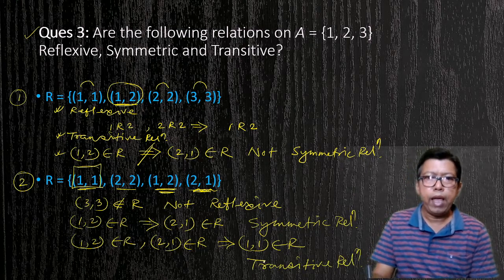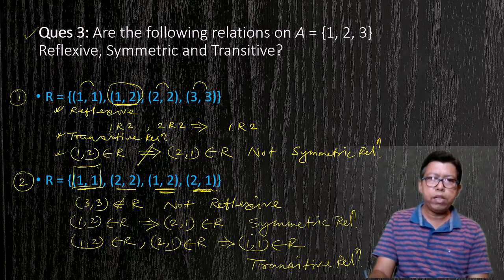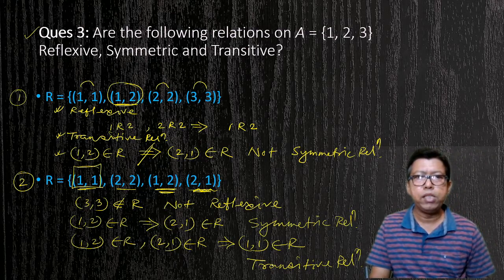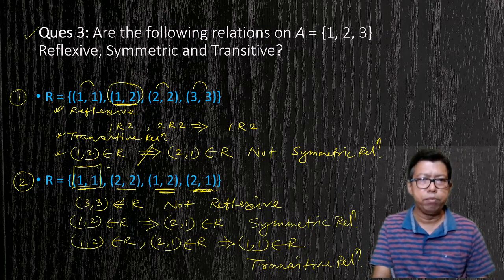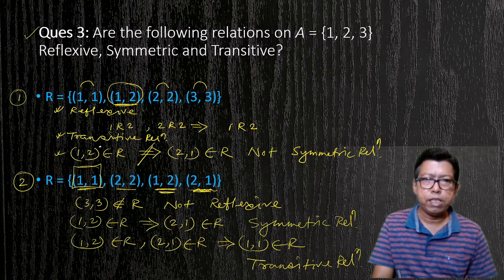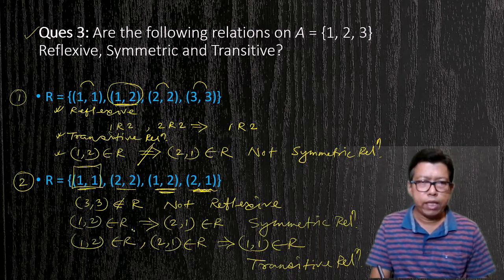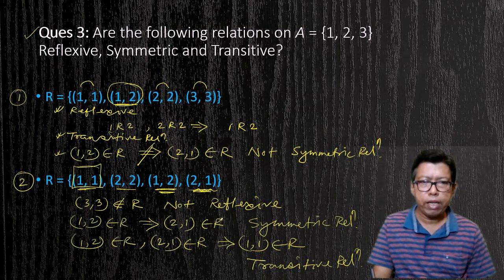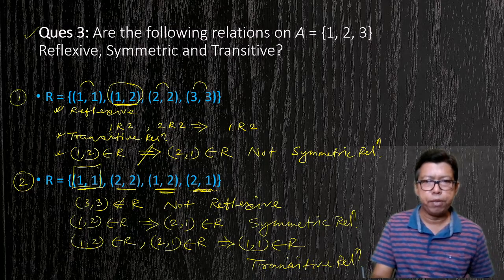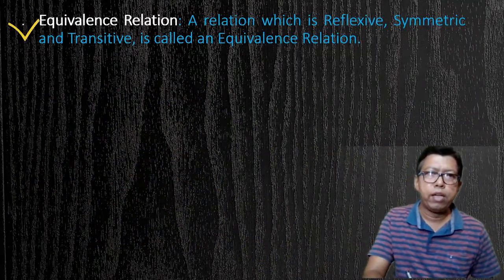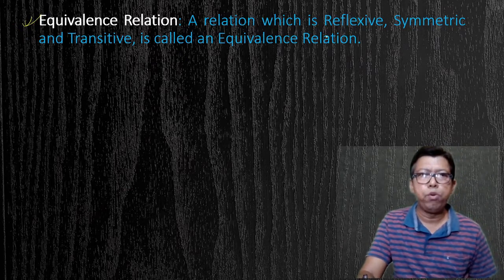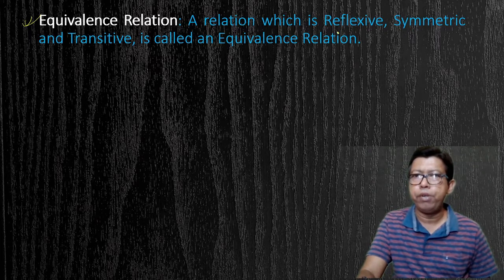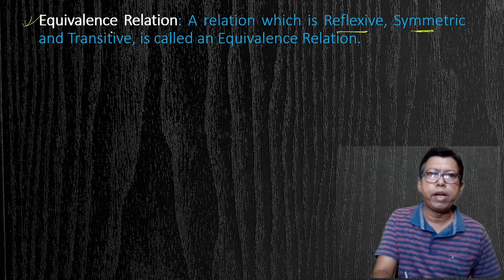So when a relation is symmetric, reflexive and transitive, the relation is an equivalence relation, but none of them is equivalent, because the first one is reflexive, transitive but not symmetric, and the second example is not reflexive but symmetric and transitive. Next, what is an equivalence relation? Earlier I said a relation is said to be an equivalence relation if it is simultaneously reflexive, symmetric and transitive.